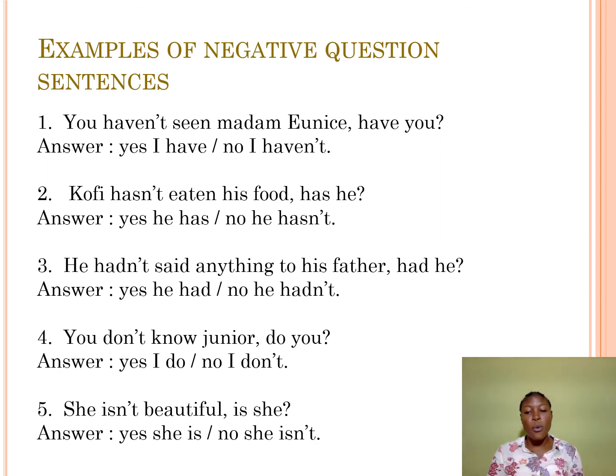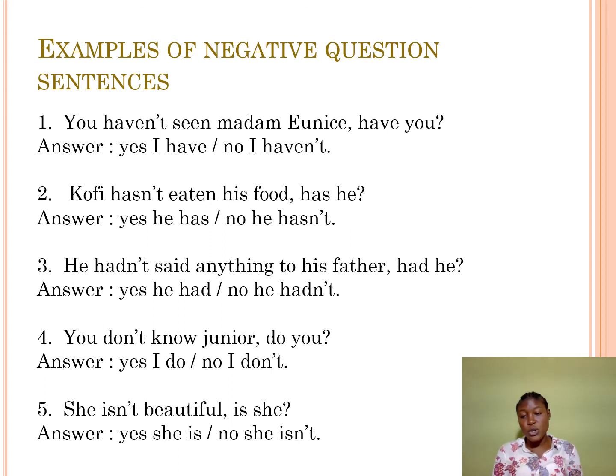5. She isn't beautiful, is she? And the answer is, yes, she is, or, no, she isn't. So now you can differentiate between an example of a negative question sentence and that of a positive question sentence.